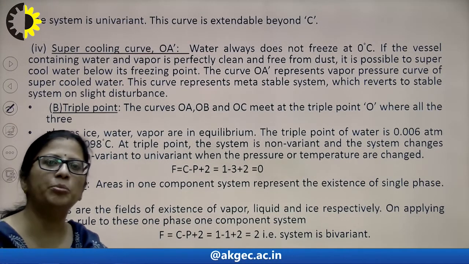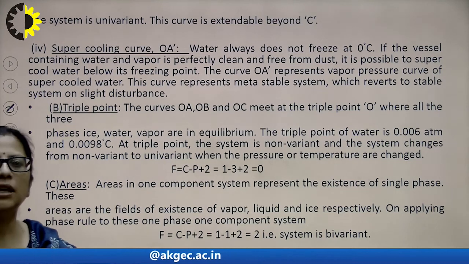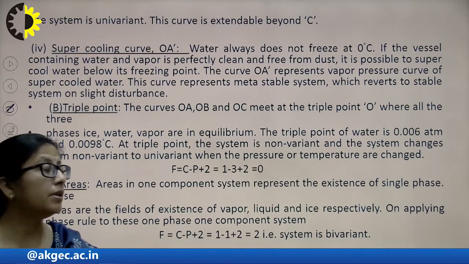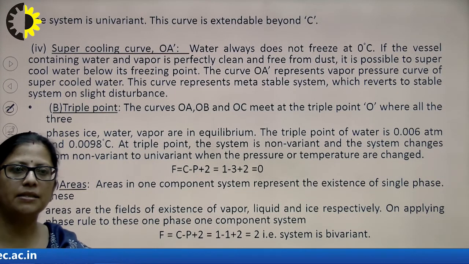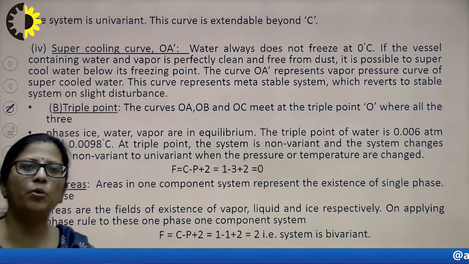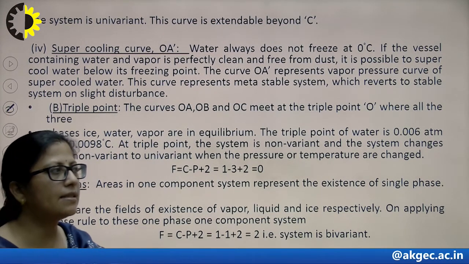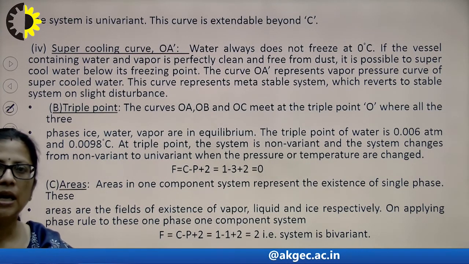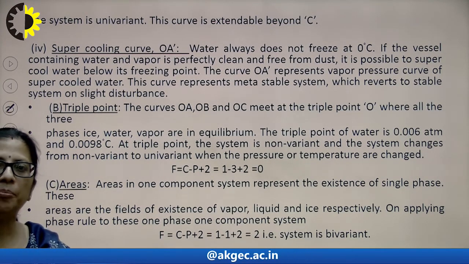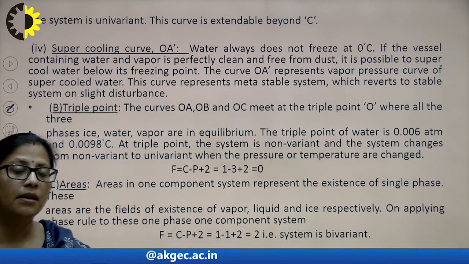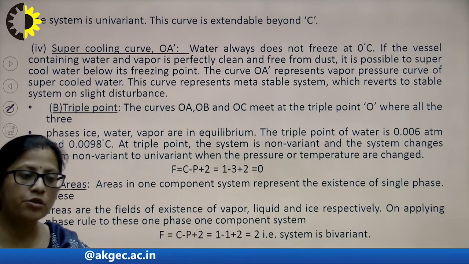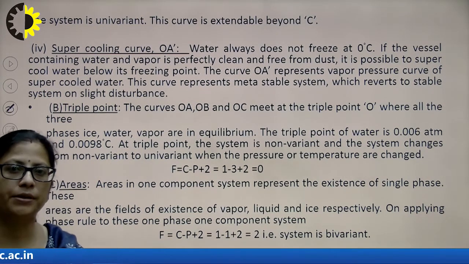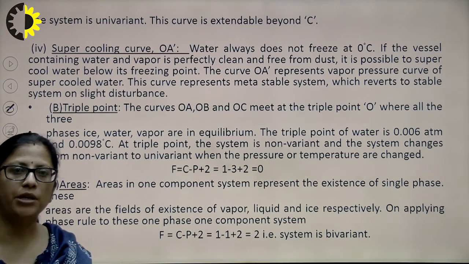Again, the system is going to be univariant along the fusion curve or the melting point curve. Now, the line that I was discussing, the metastable curve, which is also the supercooling curve, says that water does not always freeze at 0 degrees centigrade. If the vessel containing water and vapor is perfectly clean, with no impurity and free from dust, then it is possible to supercool water below its freezing point.